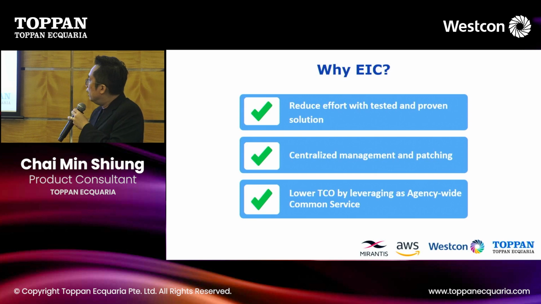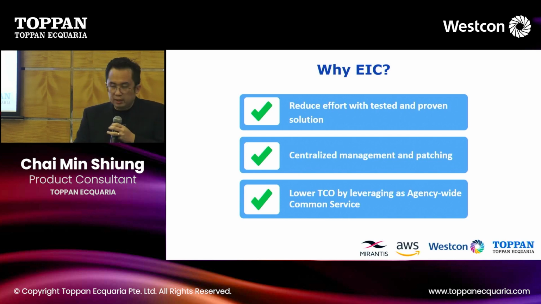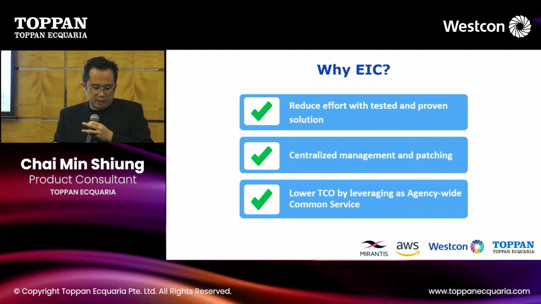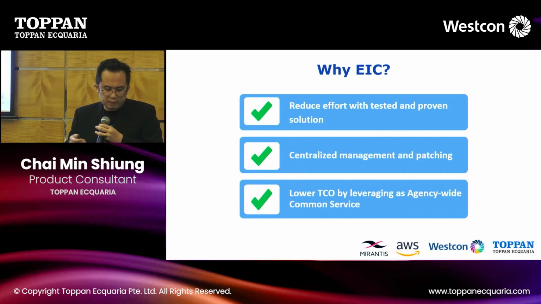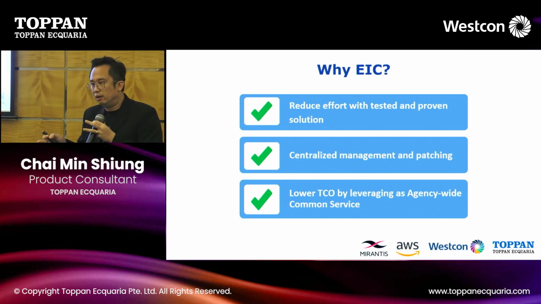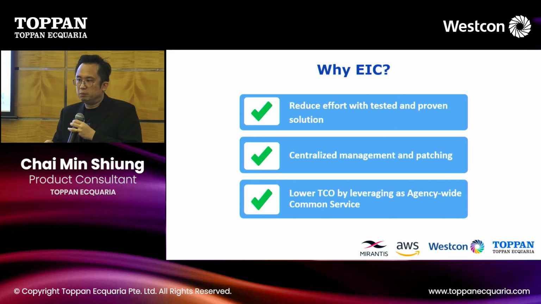Thirdly, EIC lowers your TCO, or total cost of operation, by leveraging an agency-wide common service. You may have a concern that purchasing a product will increase your overall cost in terms of subscription and infrastructure. It is a valid concern, but I will tell you that it has been proven otherwise. Some agencies have engaged us to do a 5-year TCO, and it has shown that the total cost of ownership is much lower, with significant cost savings, if more of your applications leverage this EIC deployment.